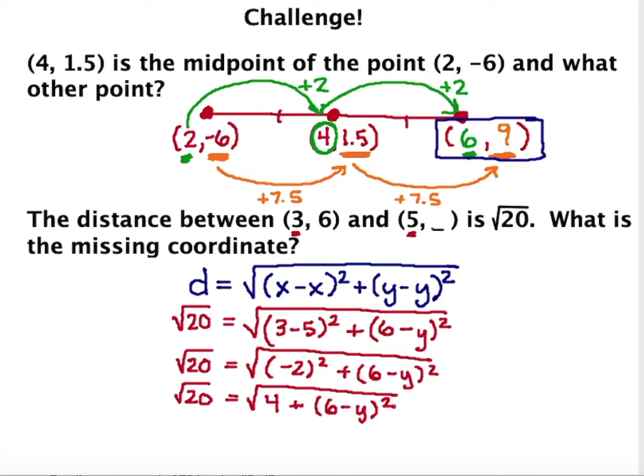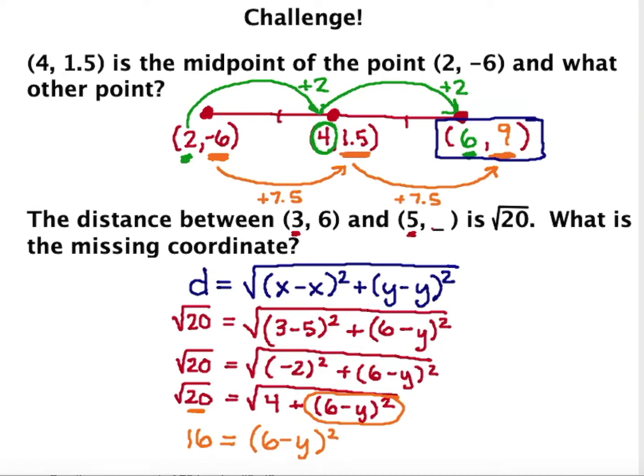Okay, so I know the square root of 20 has to equal the square root of 4 plus something. So the only thing that you can add to 4 to get up to a 20 would be a 16, right? So I know that 6 minus y squared has to equal 16. Can you think of a number that you can subtract from 6 and then square it, and that would be 16? Now we could do the algebra here. We could take the square root of both sides and then subtract 6 and divide by -1, but I think you could come up with it.